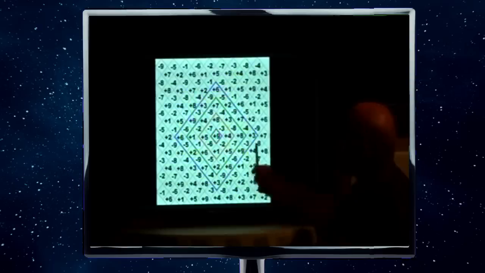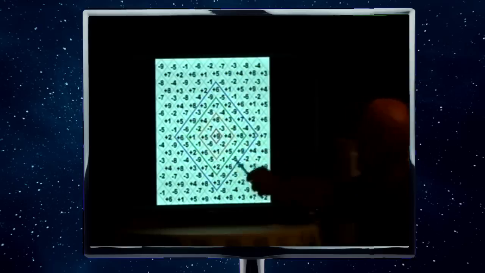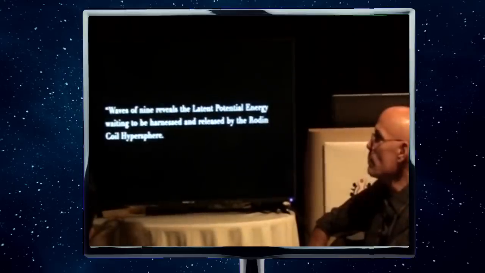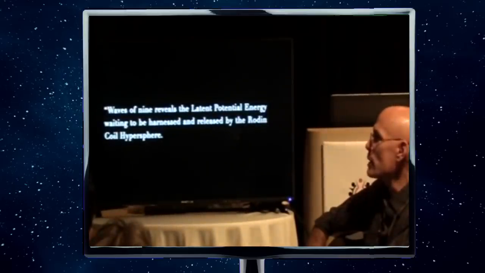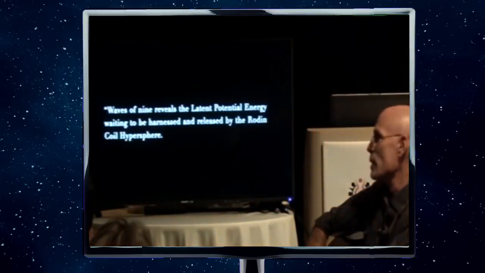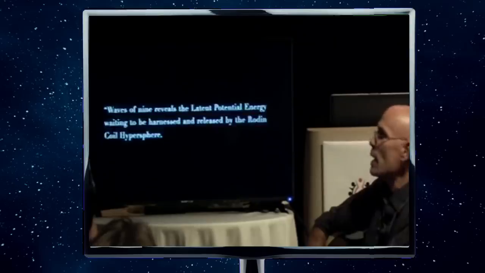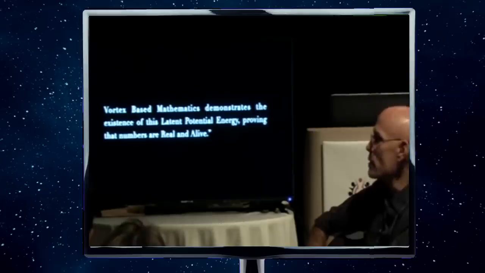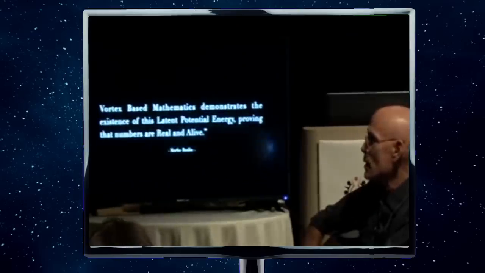And now we've got a new one. Do I have to add it up? Do you believe me it equals 9? Okay. Waves of 9 reveals the latent potential energy waiting to be harnessed and released by the Rodin Coil hypersphere. So my last name is Rodin, and vortex-based mathematics demonstrates the existence of this latent potential energy, proving that numbers are real and alive. And that's the hardest point to make.